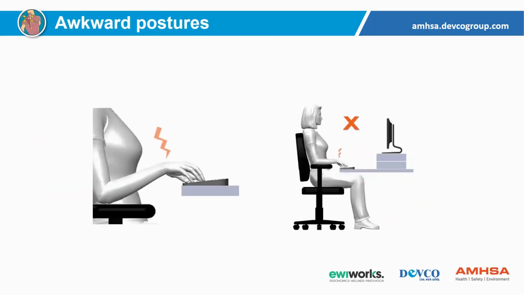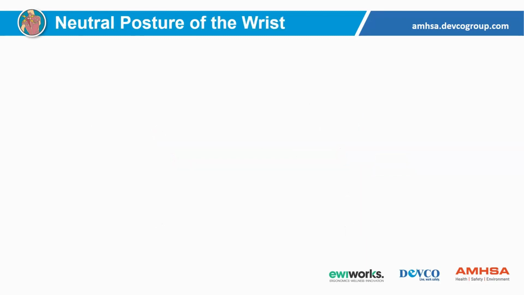So the first one, and the most important one from my perspective to address, is correct working height. You can see in the picture on the left, this work surface is high. The person's wrists are higher than their elbows, and we've got the opposite problem in the picture on the right, where the work surface is a little too low.